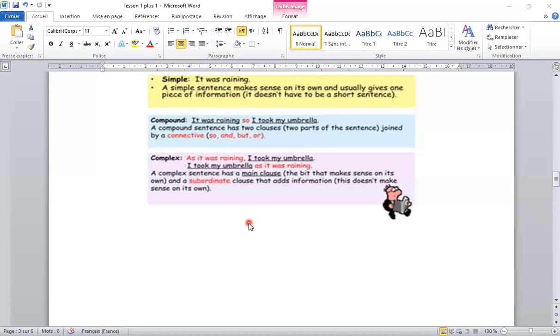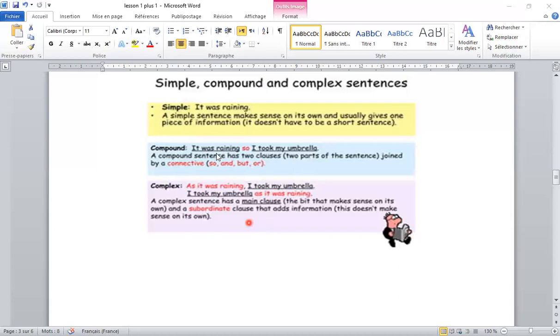As it was raining, with a red color, is just a dependent clause, or set of words. It is dependent, which means it has no meaning, no sense, unless it goes hand in hand with another sentence, with a blue color, which is I took my umbrella. So as it was raining has no function, with some exception, unless it comes with another sentence, I took my umbrella. So these are three types of sentences: simple, compound, complex.